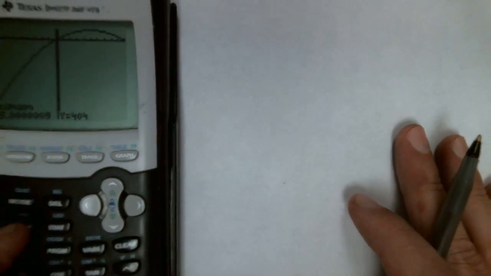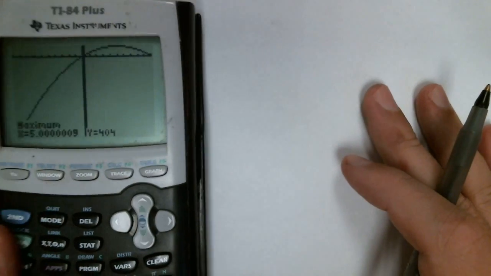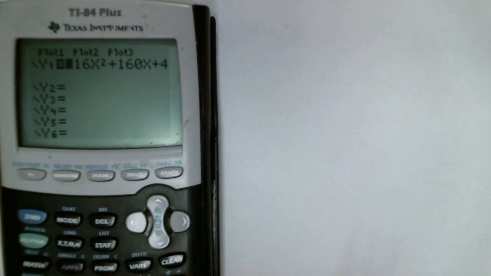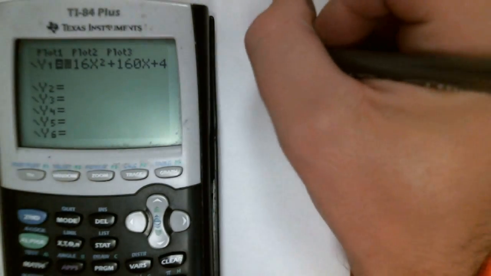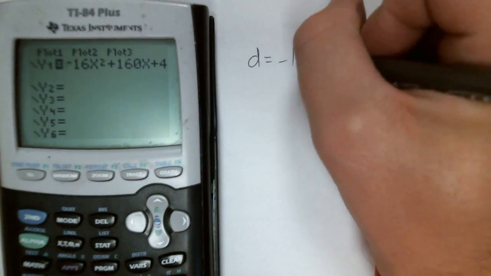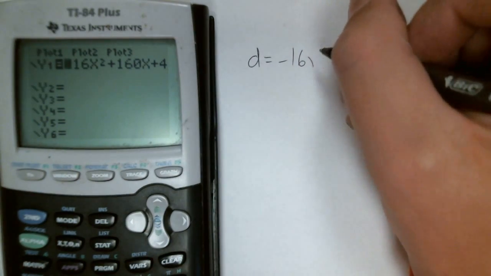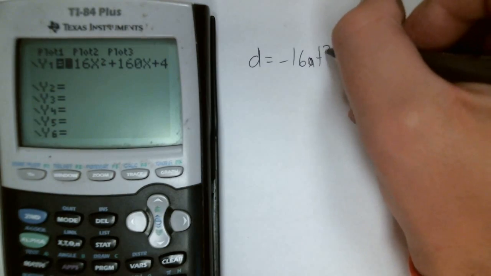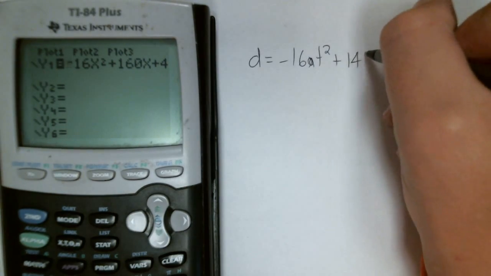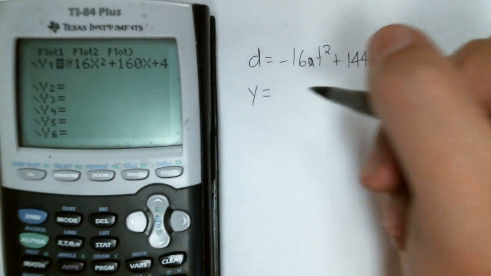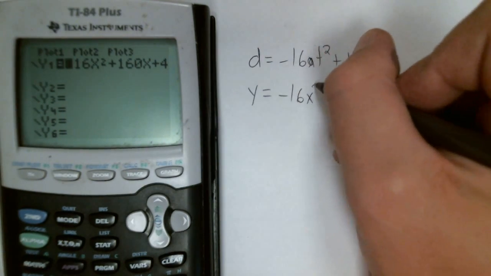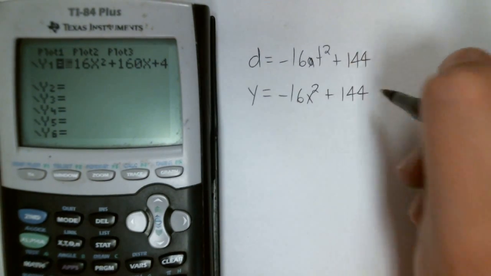Okay, so let's go ahead and grab another piece of paper here. Let's go ahead and write down our equation. Let's go back to y equals on the calculator. Let's write down the equation. I have d is equal to negative 16 t squared plus 144. So again, let's turn this into x's and y's. Y is equal to negative 16x squared plus 144.